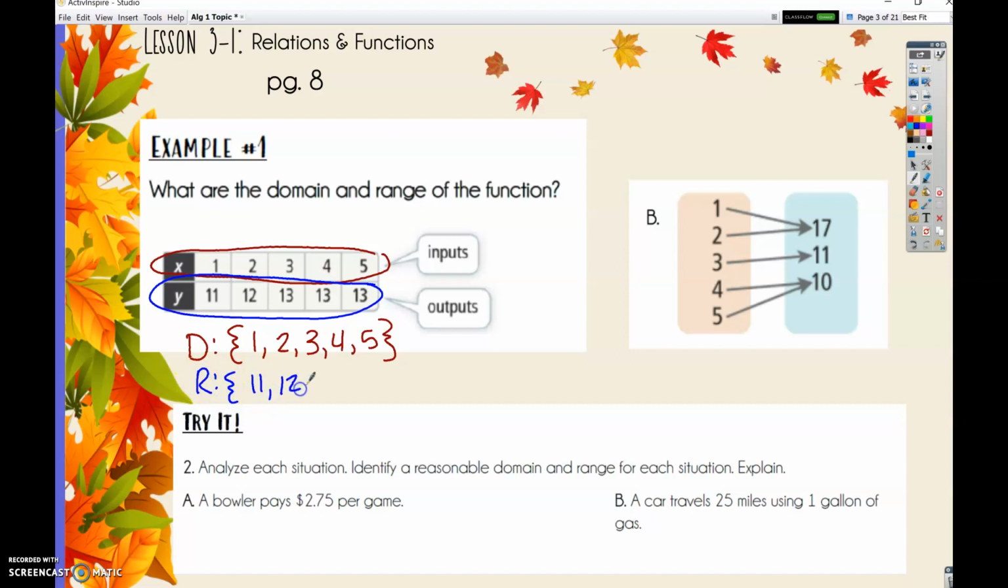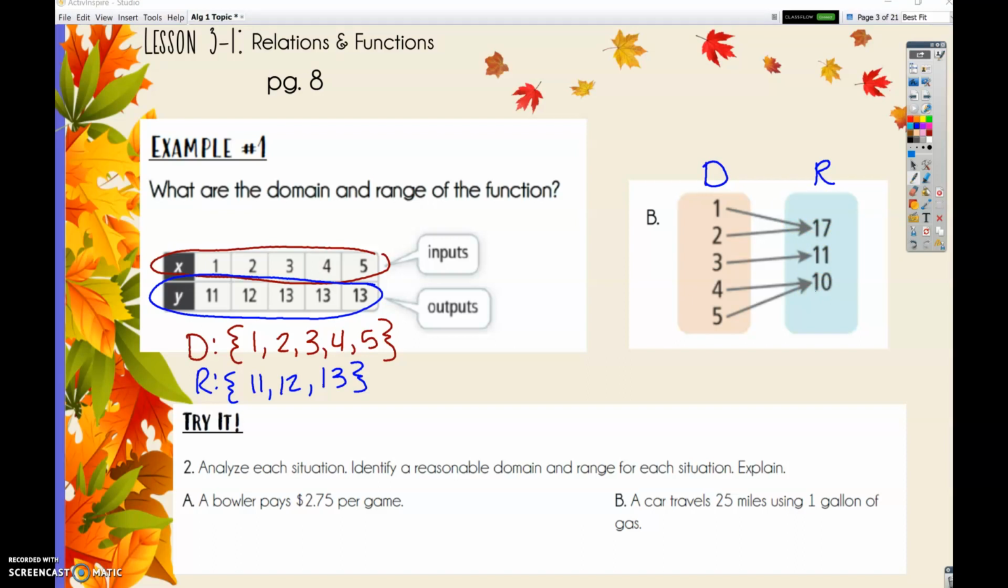It's important to note, though, you see 13 appearing a few times. That's okay when it comes to outputs, not so much when it comes to inputs. But with the range, we can see that 13 was listed a few times. We don't need to write it that many times, just list the number once. So our domain, in this case here, is all the values in the pink box, and our range is all the values in the blue box, because our inputs are domain and our range is the output.